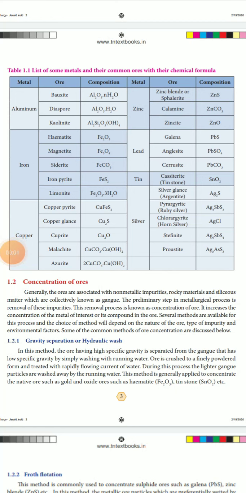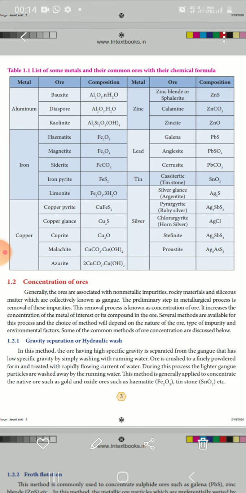Next, we can study a list of some metals and their common ores with their chemical formulas. First example, the metal aluminum has 3 ores: bauxite, diaspore, kaolinite. Then iron ores: hematite, magnetite, siderite, iron pyrite, limonite.